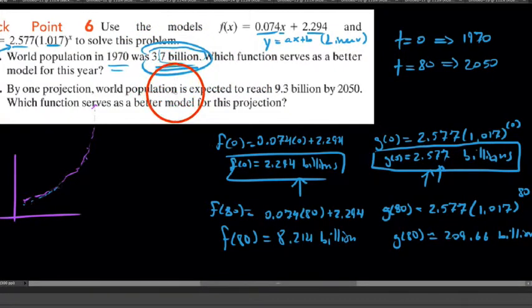And so what I would say that if in 1970, we have approximately 3.7 billion. We say, well, which one's the better model here? 80 years down the road, are we going to have 8.214 billion 80 years down the road, or 209 billion, I'd say that it makes more reasonable sense that with people breeding, you're going to have with the exponential growth model here. So we say that would be the better choice.